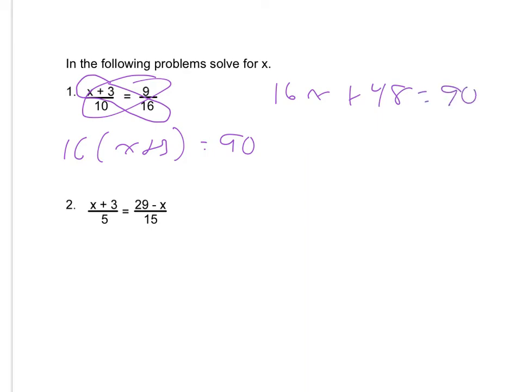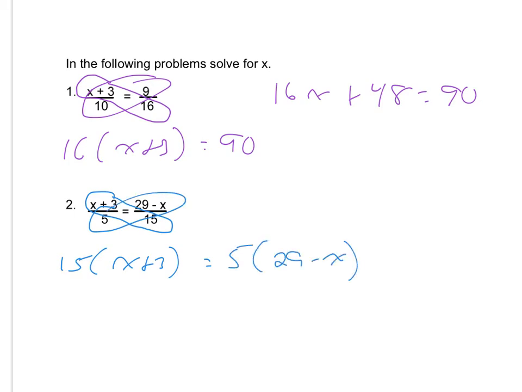I'll let you guys finish that in a moment, but let's look at the second problem right now. We're going to cross multiply first. We get 15 times (x plus 3) is equal to 5 times (29 minus x). Don't forget to distribute now. We get 15x plus 45. That's a 5. And then we get 5 times 29, which is, don't tell me, 145 minus 5x.